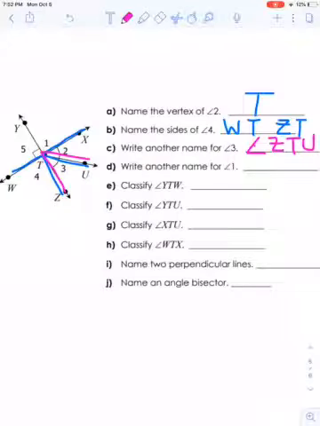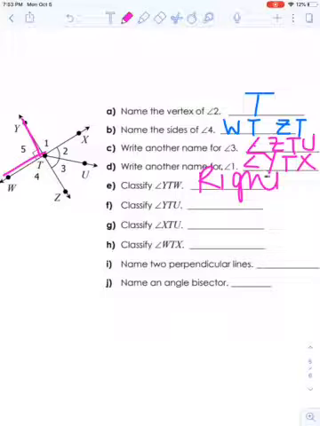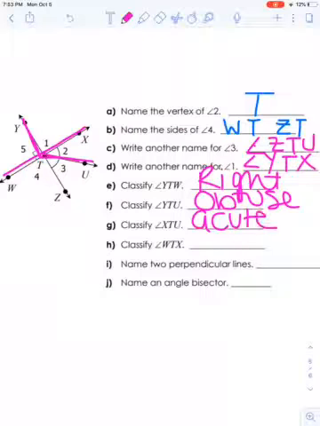Write another name for angle 1. So angle 1's right here. So angle YTX or XTY. Classify YTW. Right. YTU. Obtuse. XTU. Acute. WTX. Straight.